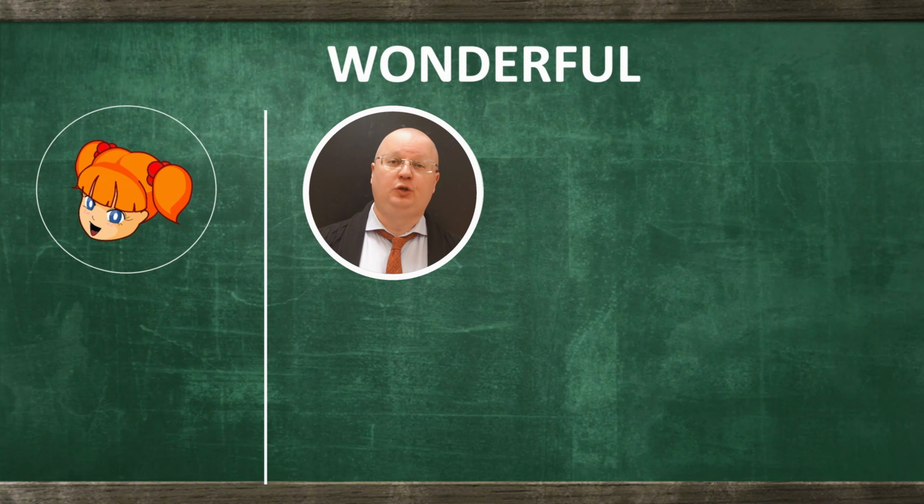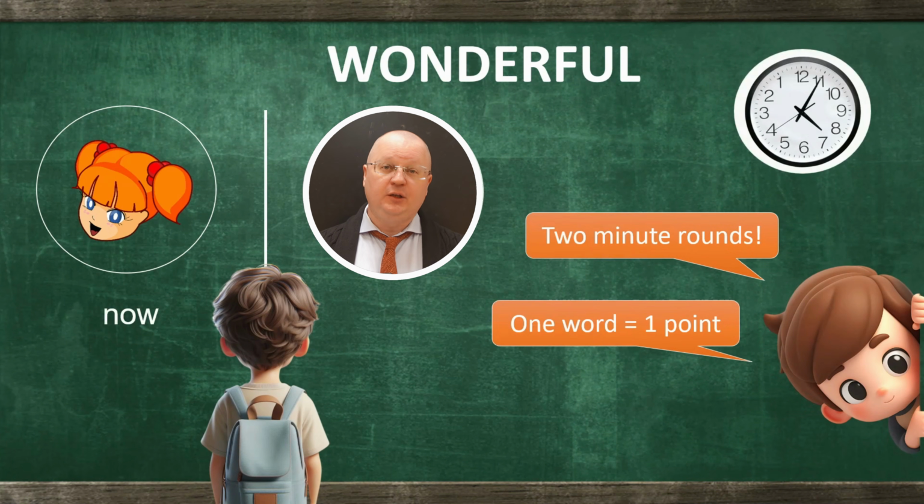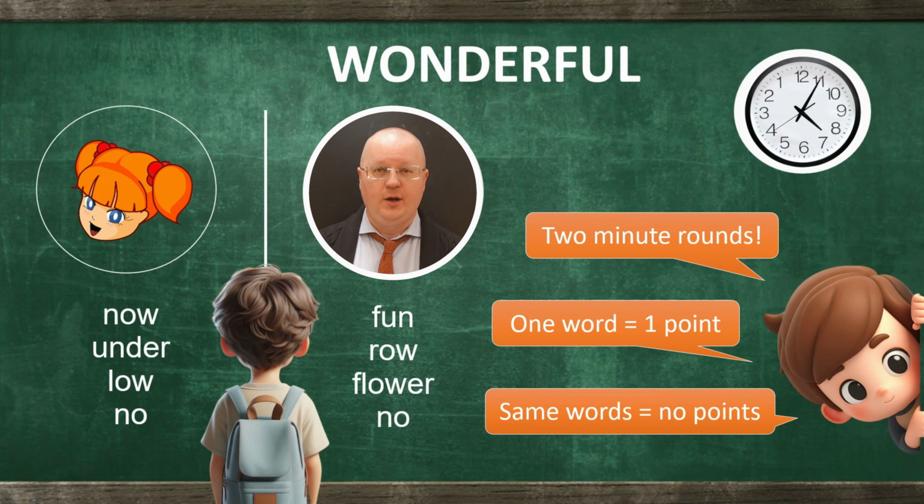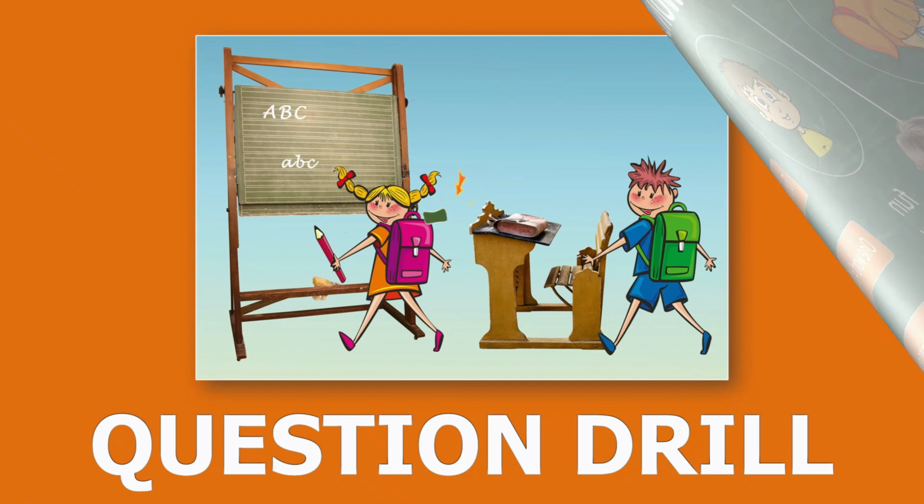Anagrams. Invite 2 students from each team to the board. They must write as many words as possible using the letters in wonderful. They have 2 minutes. 1 word is 1 point. If both teams write the same word, it counts for 0.